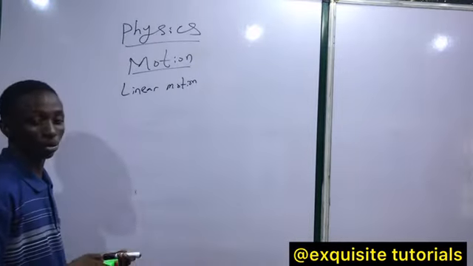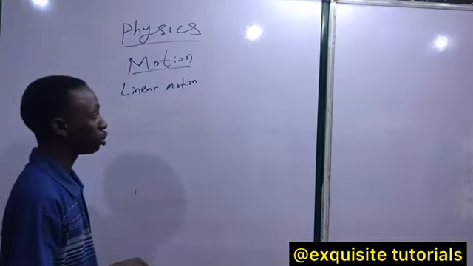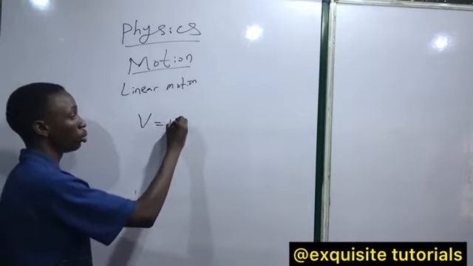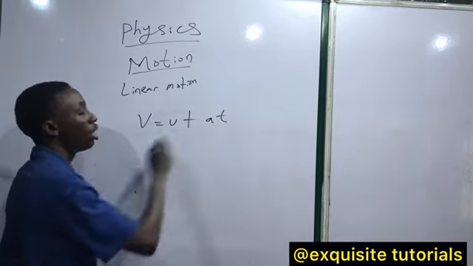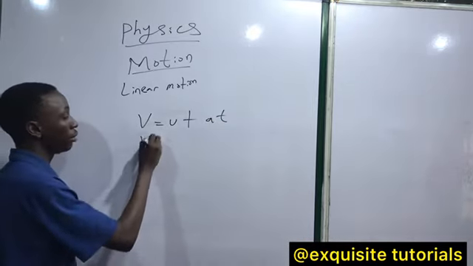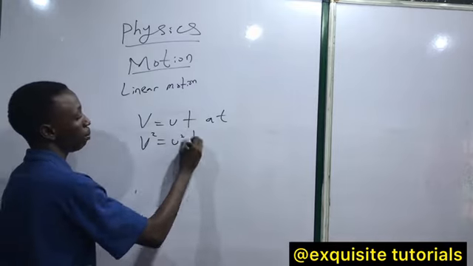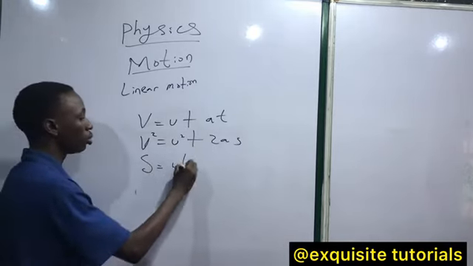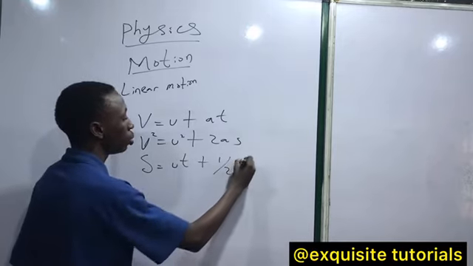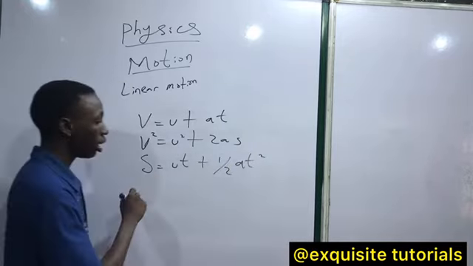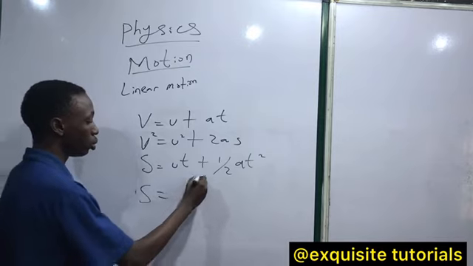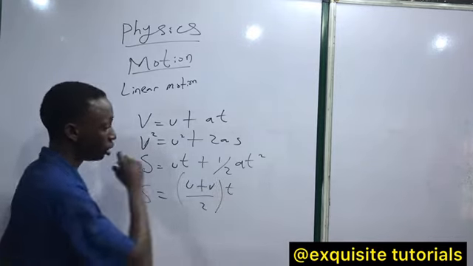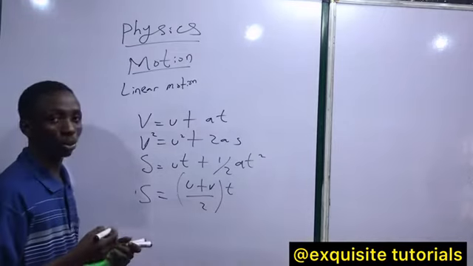Okay, let's talk about some of the equations of motion. We know we have the following equations of motion. We have V equals U plus AT. We also have V squared equals U squared plus 2AS. Then we also have S equals UT plus 1 over 2 AT squared. Then lastly, we have S equals (U plus V) over 2, all times T. These are very popular equations to all of us.